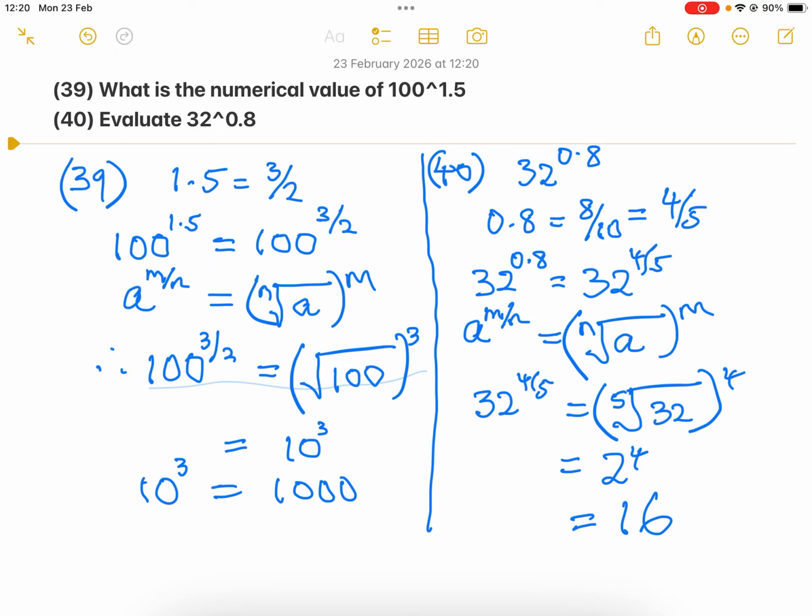Always check if the base is a perfect power. It makes fractional indices easy.